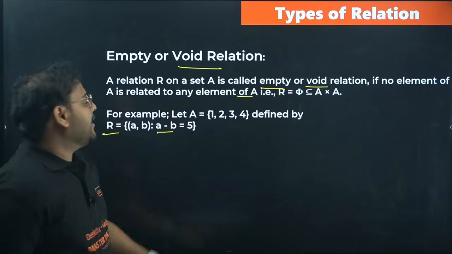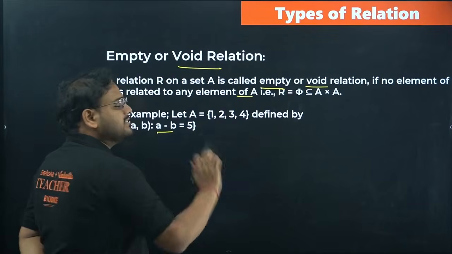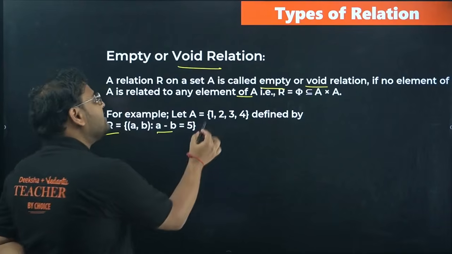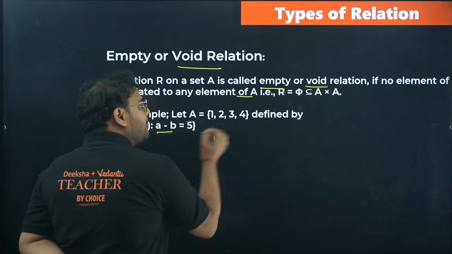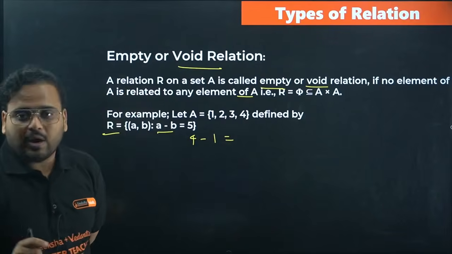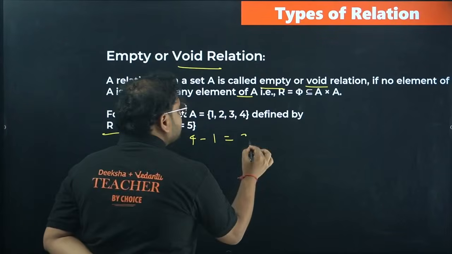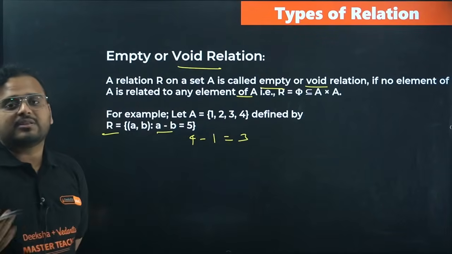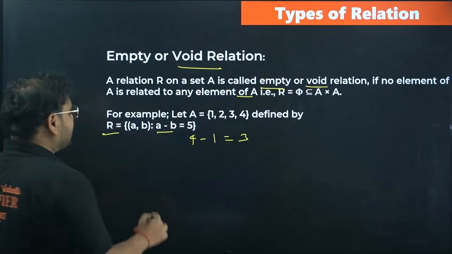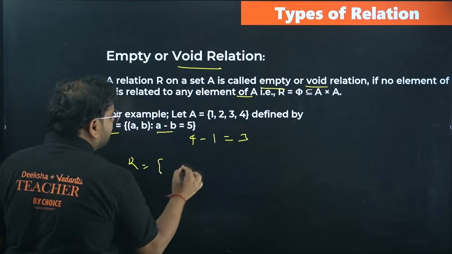Now think about it. If you take any 2 numbers from the given set A, can you get a difference of 5? Because if you take the least number, which is 1, and the maximum number, which is 4, the difference will be in this case 3. You cannot get a difference more than 3. Then how can this relation have any element? So if you write a relation R, it will have nothing in it.